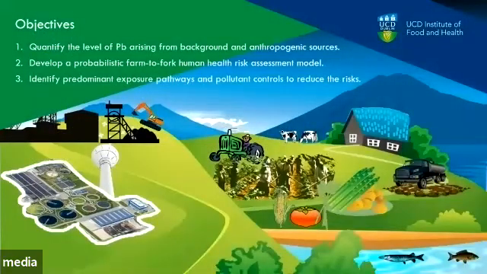Lead is a global problem, taking the lives of 500,000 people per year. Lead can be present in the bedrock, and weathering processes release this metal from the rock to the soil, making it available for plant uptake. Therefore, the objective of this study was to quantify the level of lead arising from background and anthropogenic sources, to develop a probabilistic farm-to-fork human health risk assessment model, and to identify prominent exposure pathways and pollution controls to reduce this risk.